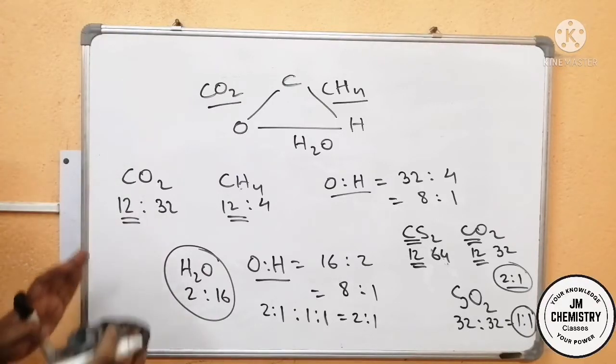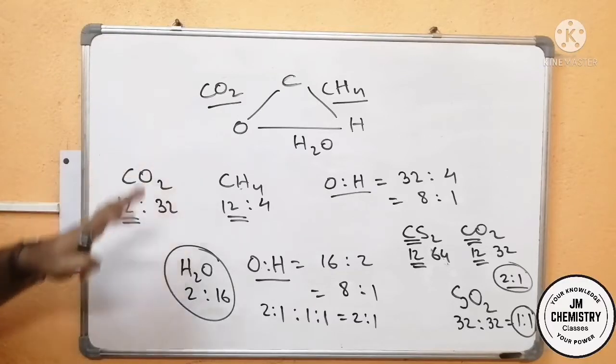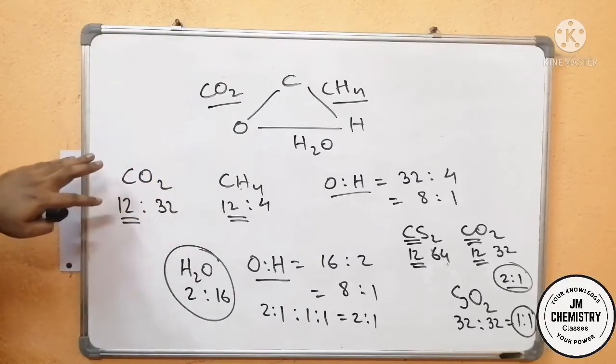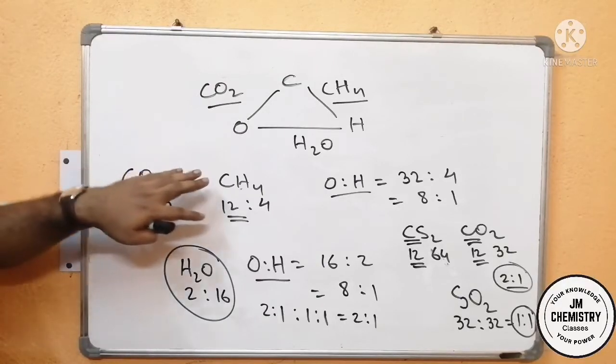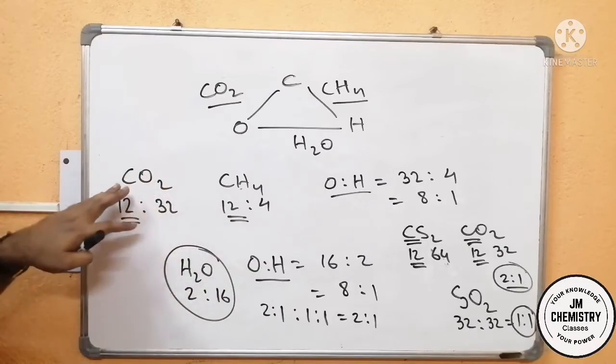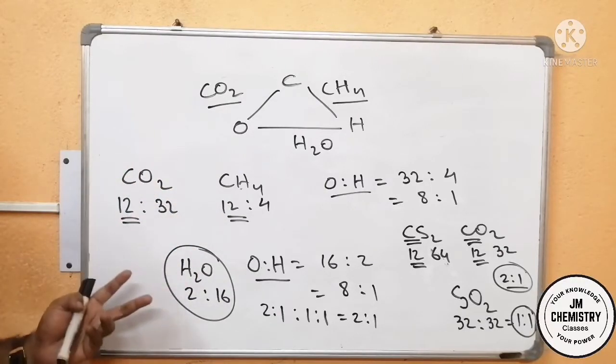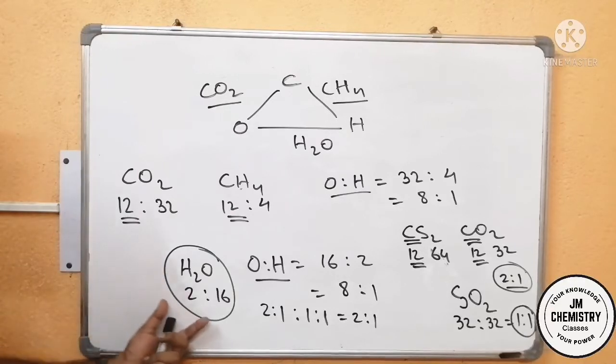So I think you understand this part, how we make the ratio where a fixed amount of one element combines with different amounts of two other elements, and then take the ratio of the two other elements in which they combine with each other.